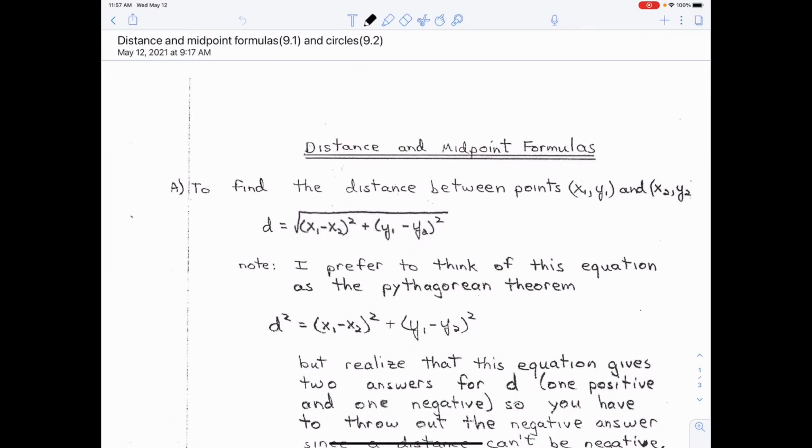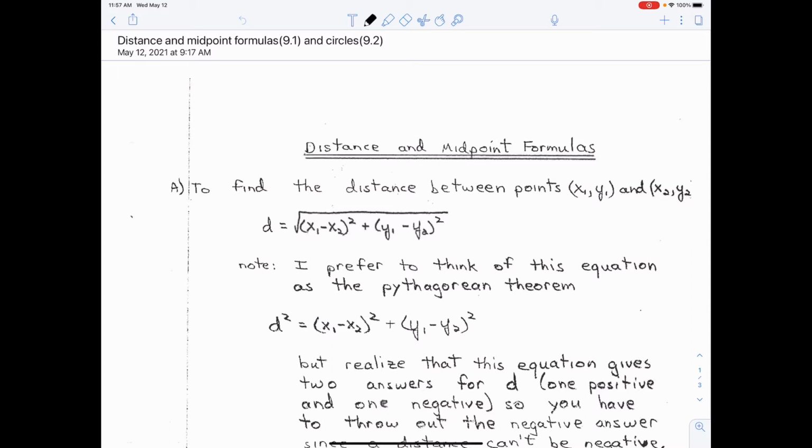Okay, beginning of a new kind of mini chapter. It's going to be very short, just 3 days. First day is distance, midpoint, and circles. Second day is going to be trig without the calculator, and third is trig with the calculator.